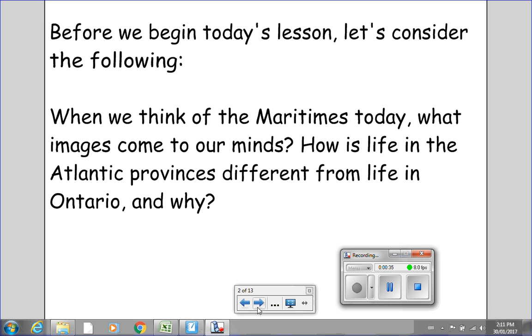Now, just to refresh everybody's memory, when we talk about the Maritimes or the Atlantic provinces, we are referring to Nova Scotia, New Brunswick, Prince Edward Island, and Newfoundland.